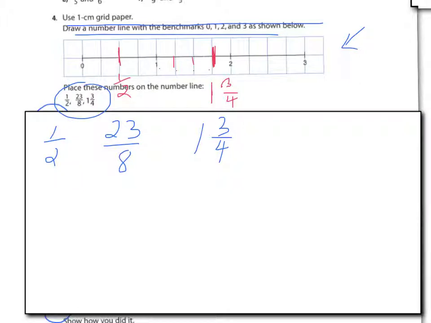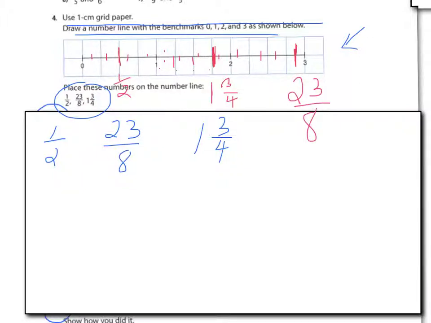23/8. Now this is where it gets tricky. Here they've divided into fourths, which means then in order to get eighths, I'm actually going to have to take each section and divide it into 2 to make those eighths. So 1 would be 8. 2 would be 2 groups of 8, which would be 16, 17, 18, 19, 20, 21, 22, 23. So it would be right here, very close to 3.